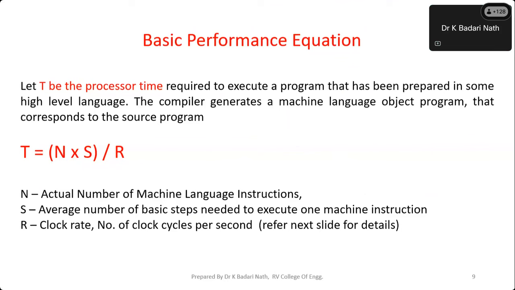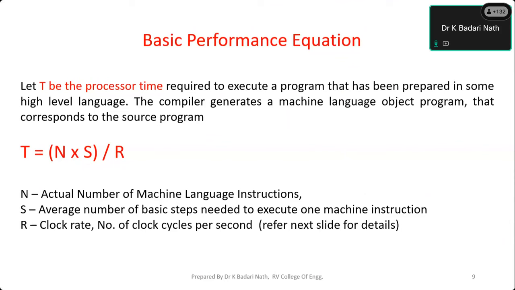Next, R. R is the speed at which you supply the clock, called the clock rate. We measure it in megahertz, gigahertz. If I say the CPU is running at 1 kilohertz, that means it can execute 1000 clock cycles in 1 second. So that is the rate, and that is the denominator. So what is the formula?